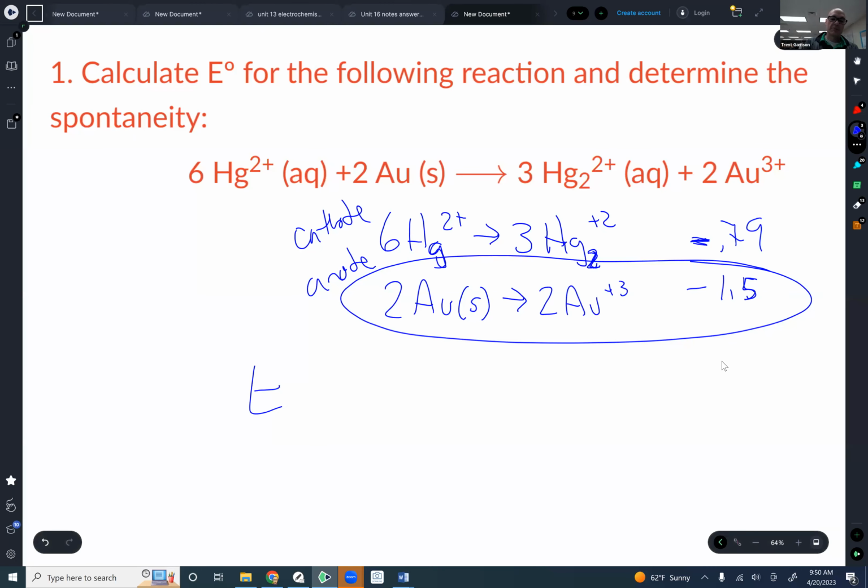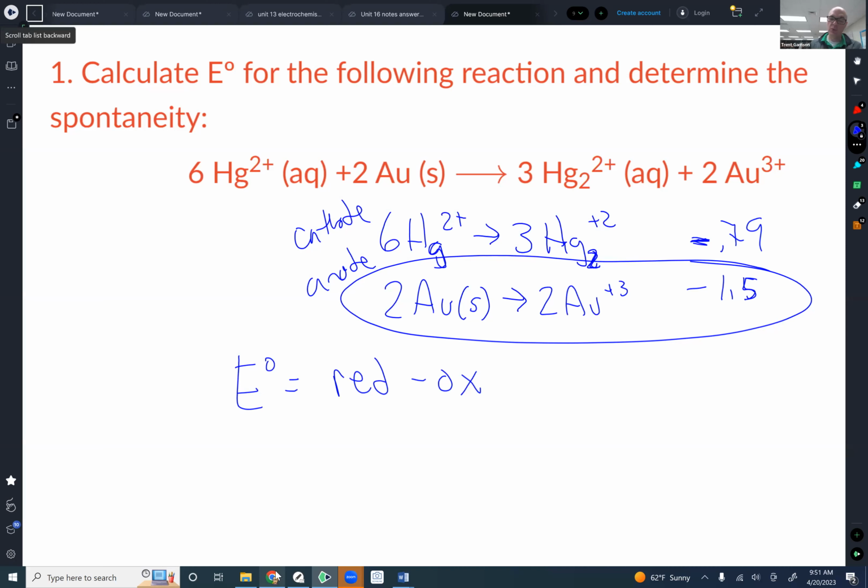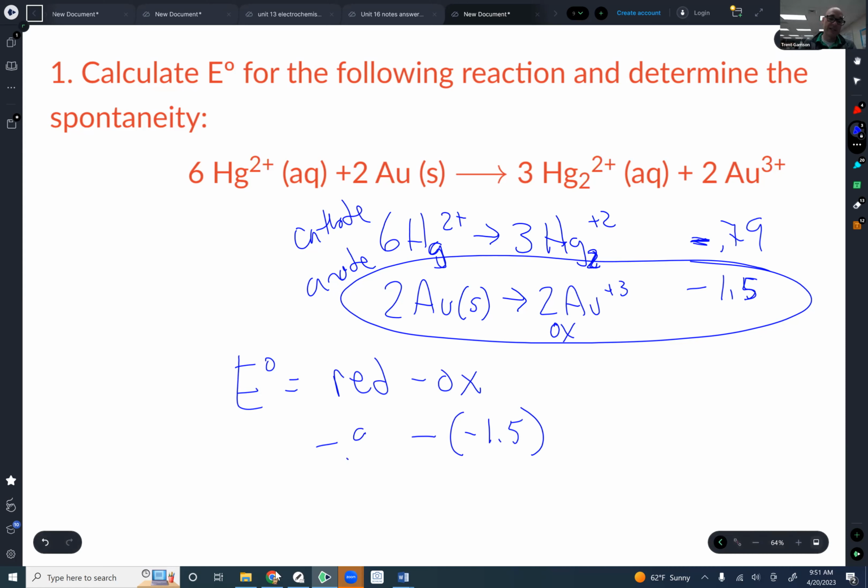So the electron potential, the voltage in other words, is going to be reduction minus oxidation. And once we figure out who is reducing and who is oxidizing, well, the stronger material is going to be the oxidizer. It is the one that is losing its electrons. So in this case, we would have a negative times negative 1.5, and then up in front, the reduction just stays the same. So it's a negative 0.79.